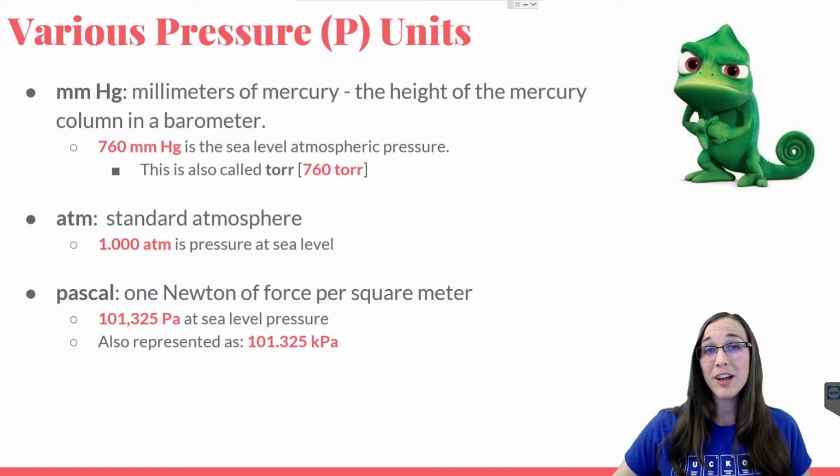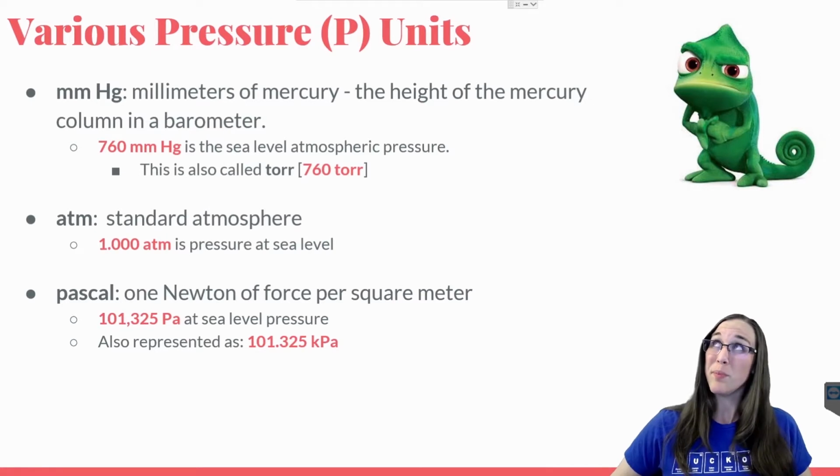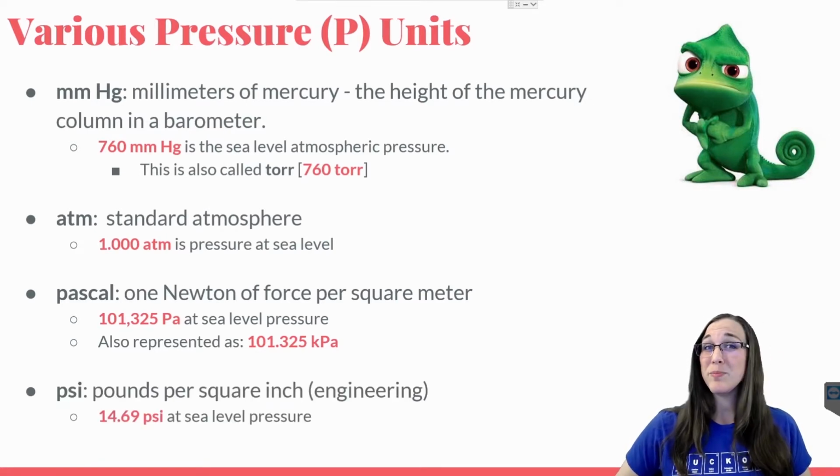Since writing out 101,325 pascals is a long number, we also represent it as 101.325 kilopascals. And the final pressure unit you should be aware of is called PSI, that pounds per square inch thing, very commonly used in automotives and engineering. At sea level, the pressure in PSI is 14.69. That should be the last blank on that graphic organizer.